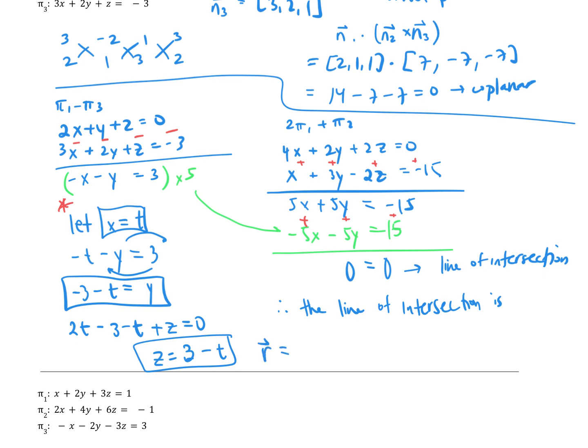So therefore, the line of intersection is, I'm going to write my vector equation here. So starting with vector r naught, which comes from the constants, 0 for x, negative 3 for y, 3 for z, plus t times the direction vector. So 1, negative 1, negative 1, where t is an element of all real numbers. There we are.